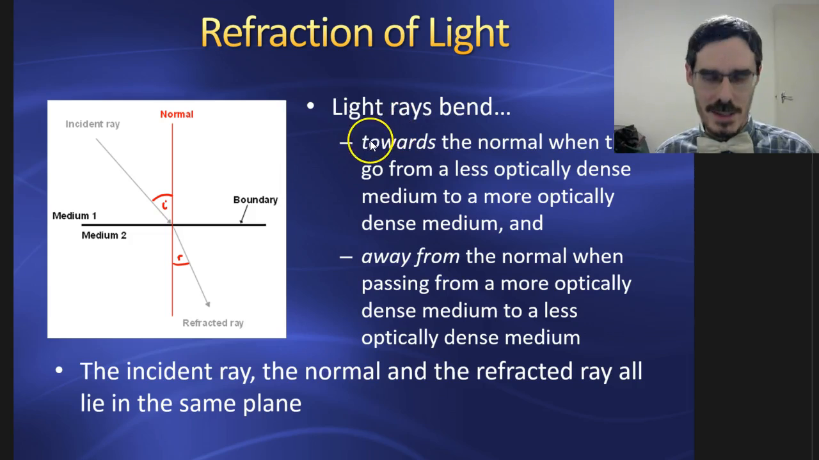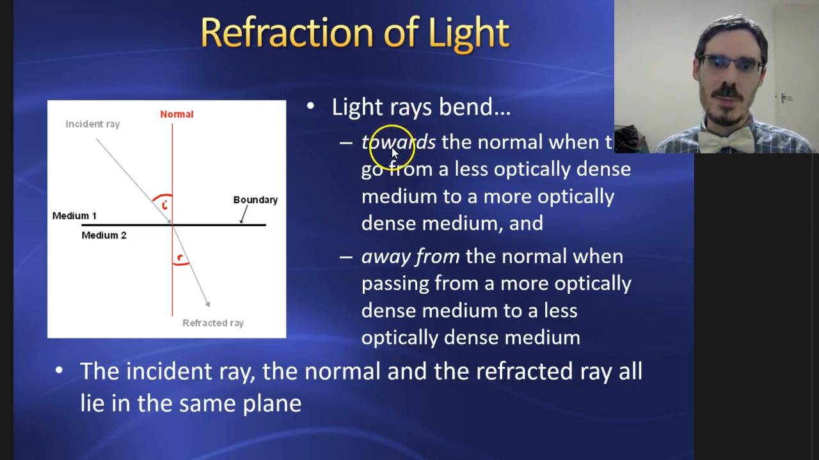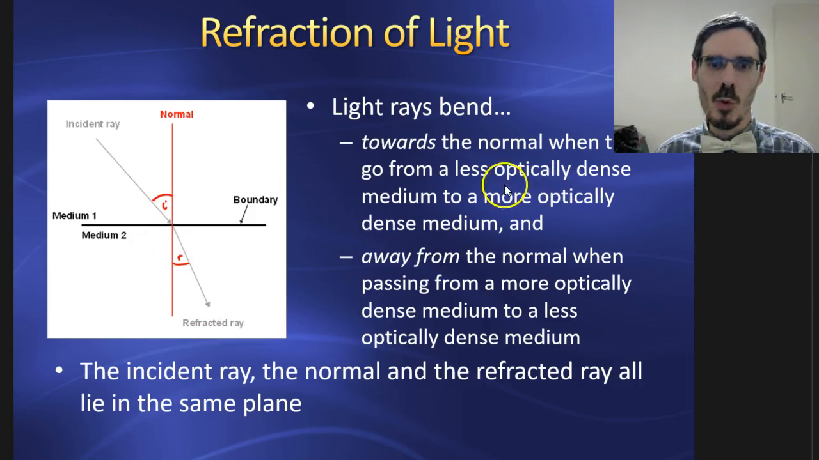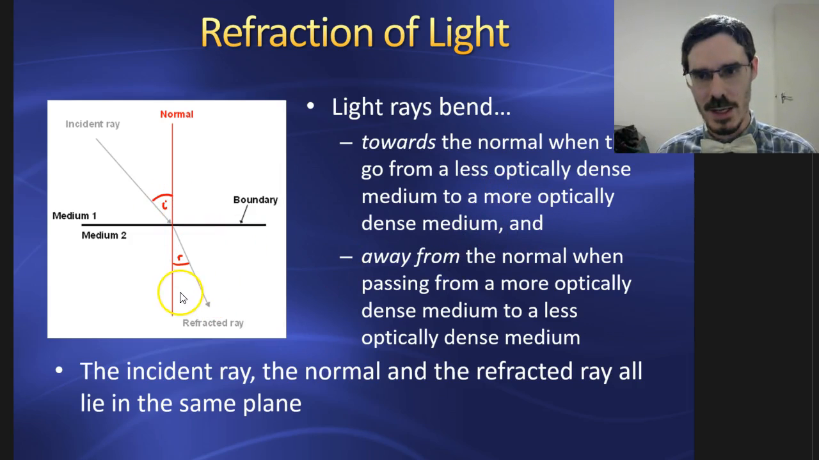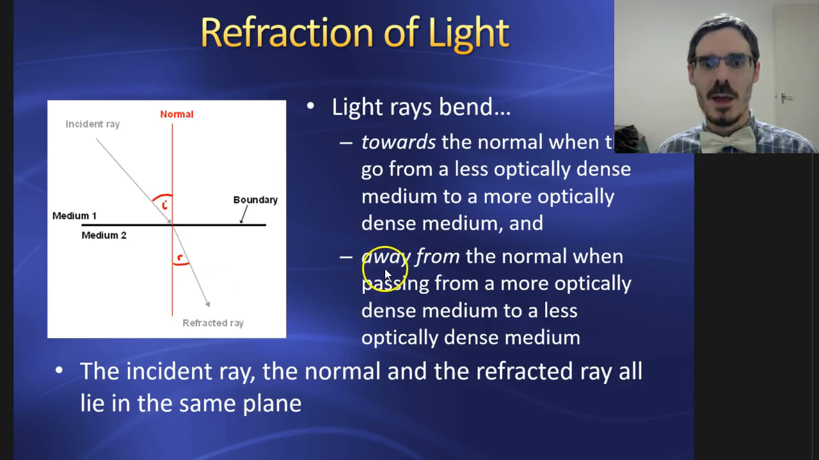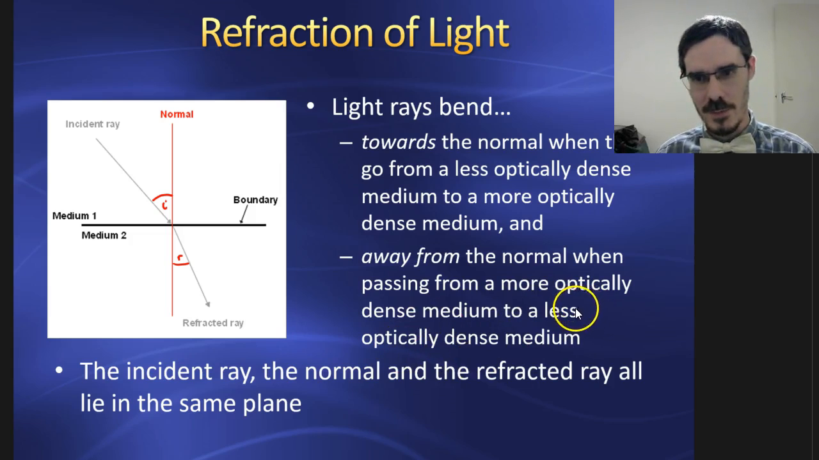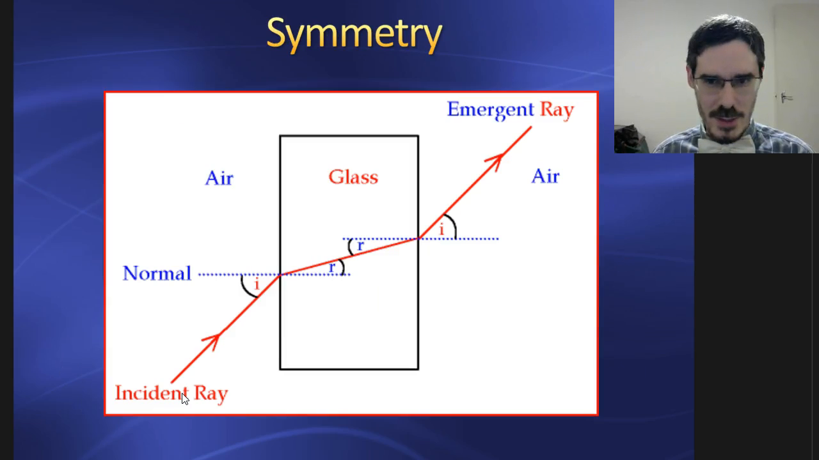Now, here's the essence of it. Light rays bend towards the normal, like this, towards the normal, when they go into a more dense medium. More dense bend towards the normal. And conversely, light rays bend away from the normal when they go into a less dense medium. So if the light rays were going the other way, it would bend away from the normal. In fact, this is symmetric.